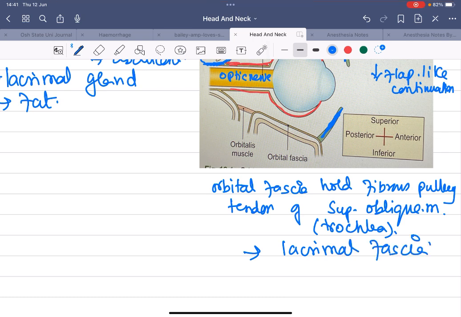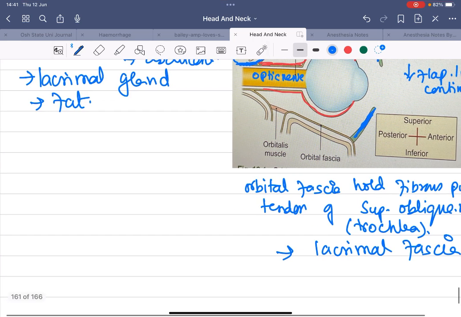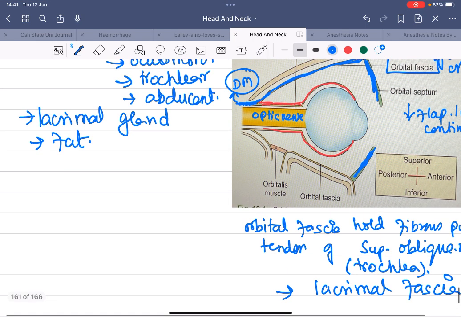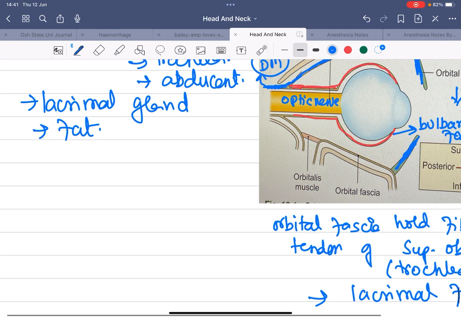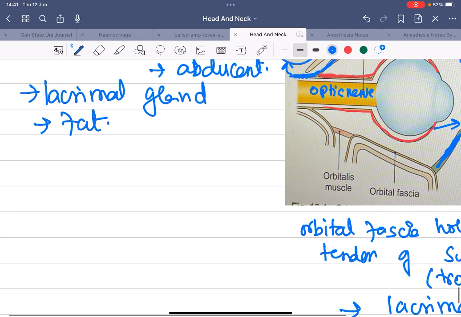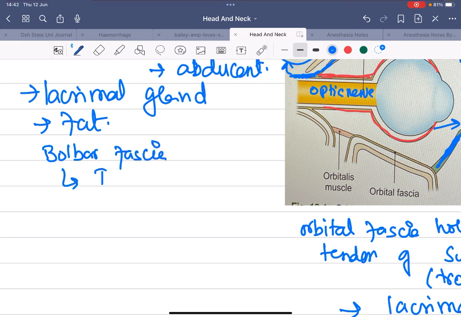The second thing you must remember is the fascial sheath of the eyeball, or the bulbar fascia, which I show in this diagram in red color. Please remember, the bulbar fascia, when it is covering the eyeball, is known as Tenon's capsule. I will show you the diagram.